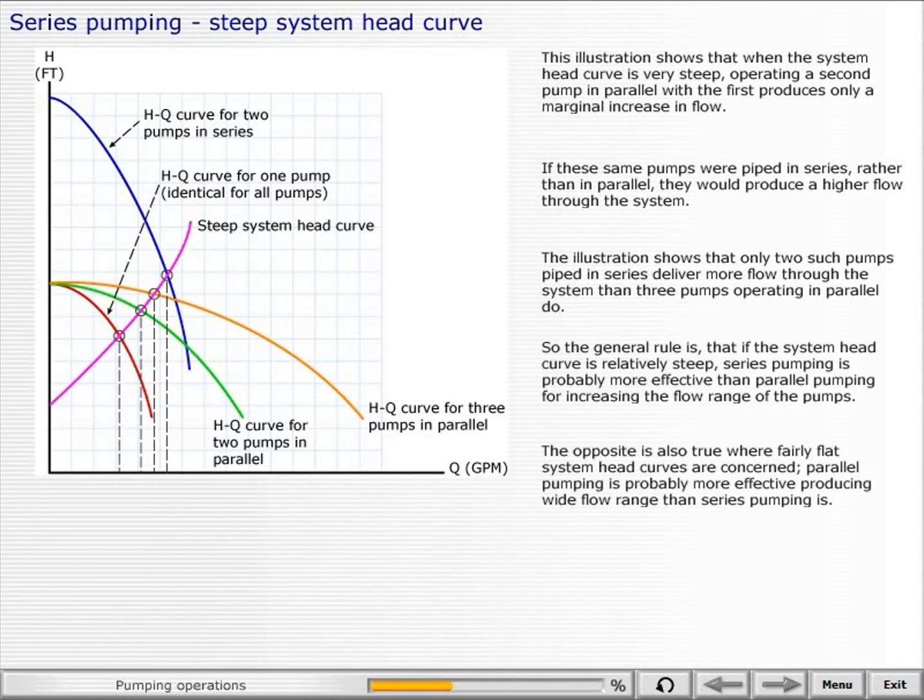So the general rule is that if the system head curve is relatively steep, series pumping is probably more effective than parallel pumping for increasing the flow range of the pumps. The opposite is also true where fairly flat system head curves are concerned. Parallel pumping is probably more effective producing wide flow range than series pumping is.